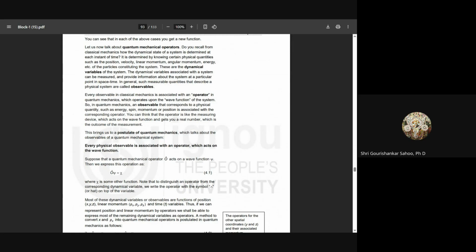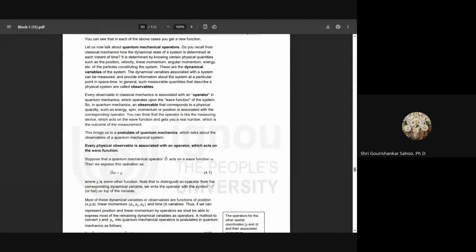So you can see, in classical mechanics, the dynamical state of a system is determined at each instant of time. It is determined by knowing certain physical quantities such as position, velocity, linear momentum, angular momentum, energy, etc. of a particle constituting the system. These are the dynamical variables of the system. The dynamical variables associated with a system can be measured and provide information about the system at a particular point in space and time, in space-time. In general, such measurable quantities that describe a physical system are called observables.